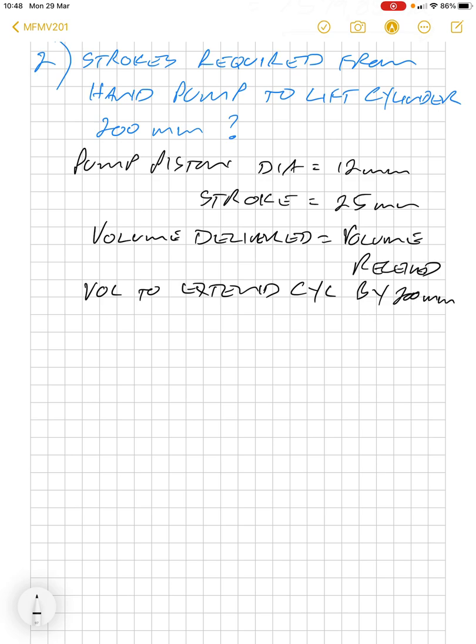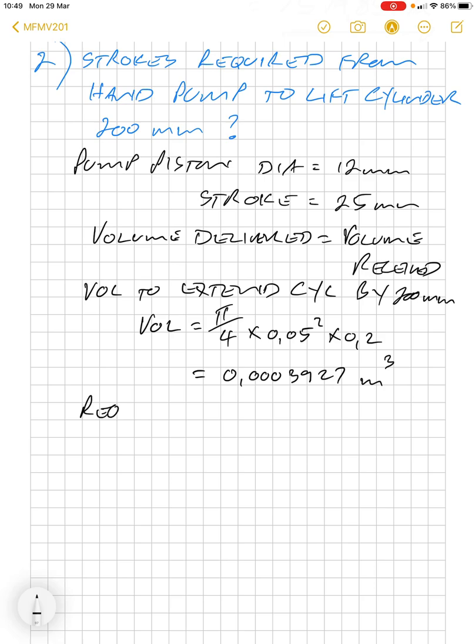So if we're going to extend the cylinder by 200 millimeters, and we know the diameter of the cylinder, what is the volume required? So that volume is pi over 4 times 0.05 squared times 0.2. 0.05 is the piston diameter, and 0.2 is the length that we're extending the cylinder. So that gives us 0.0003927 cubic meters.